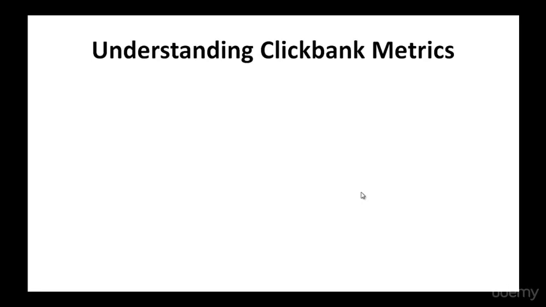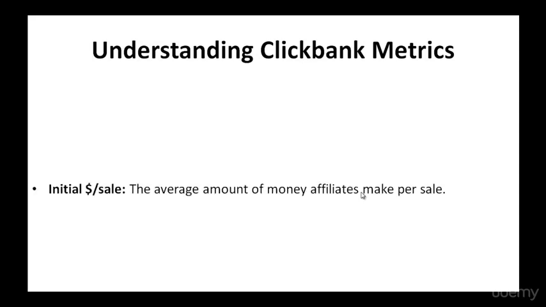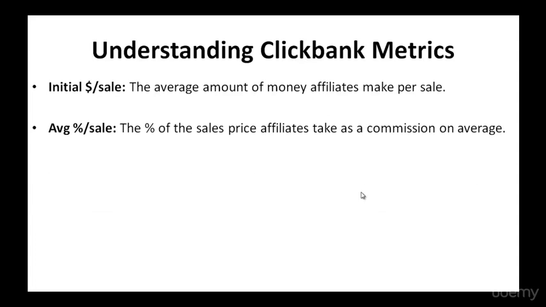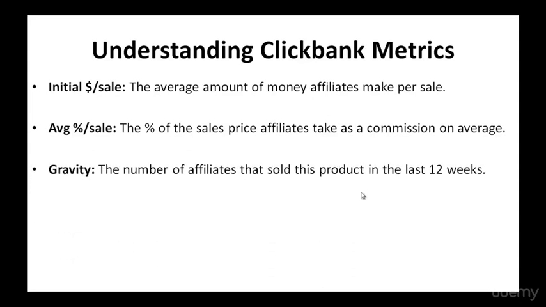Understanding the ClickBank metrics. As a ClickBank affiliate marketer, you should understand what the metrics are all about. Initial sales is the average amount of money an affiliate makes per sale. Average percentage sales is the percentage of the sales price the affiliate takes as a commission on average. The gravity is the number of affiliates that sold this product in the last 12 weeks.